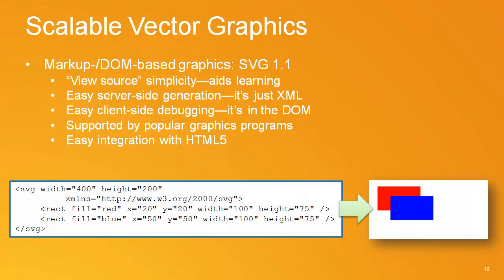If we focus on SVGs, now we have support for markup and DOM based graphics with the standard of SVG 1.1, which is pretty mature by now. We have some view source simplicity, which aids learning. This is how most of us have learned, just right clicking view source. We have some easy server-side generation, given that it's just XML. We also have some easy client-side debugging, because this is DOM, right?